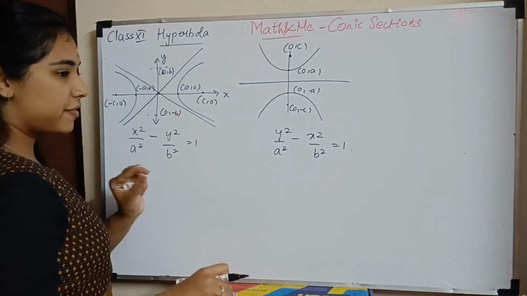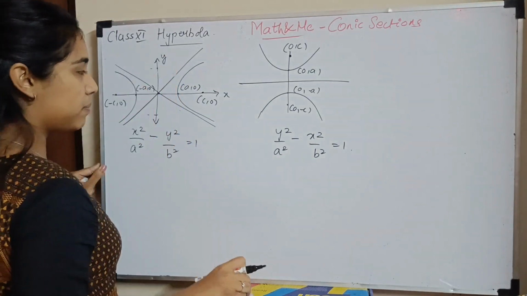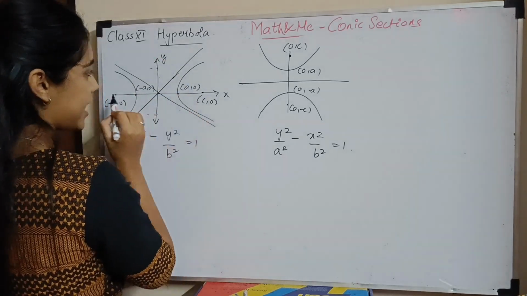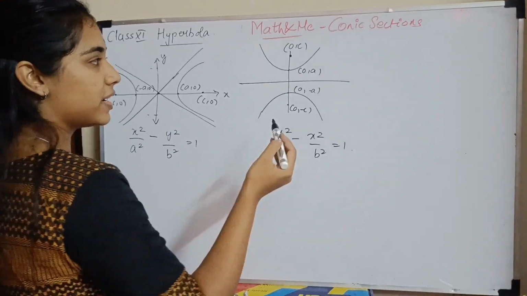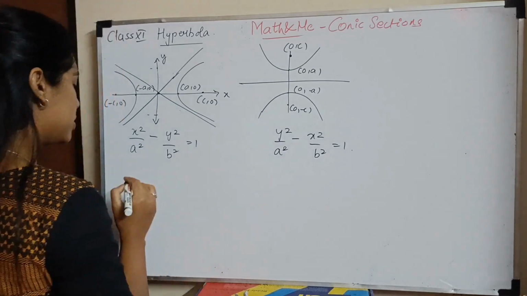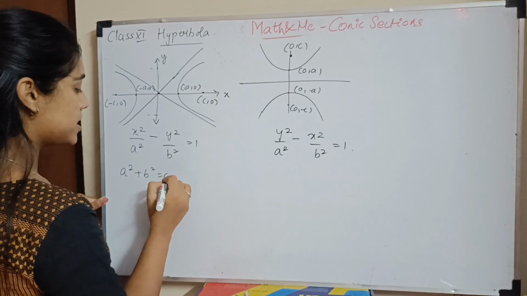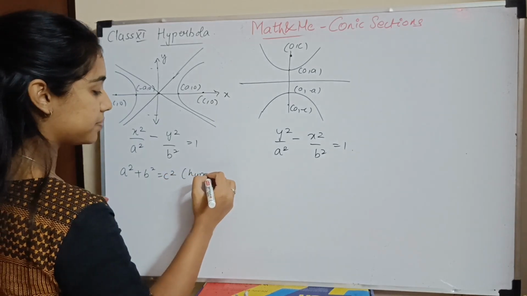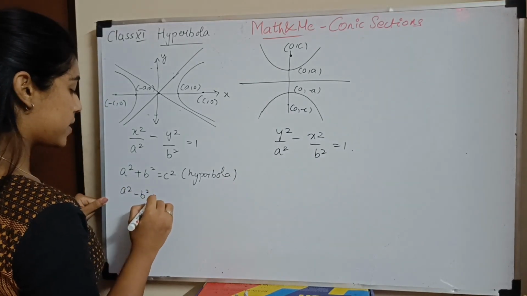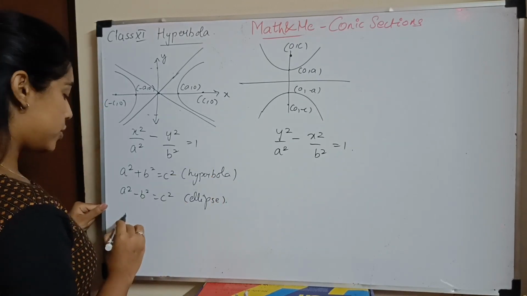But you cannot specifically mark a point which is b, so we don't do that. But you have to understand that b is on the conjugate axis. That is, when the hyperbola is along the x-axis, the y-axis becomes the conjugate axis. When the hyperbola is along the y-axis, the x-axis becomes the conjugate axis. And here the relationship between a, b and c is a square plus b square equals c square. This is for hyperbola. For ellipse, what did you see? a square minus b square equals c square. So this is for ellipse. Don't get confused.